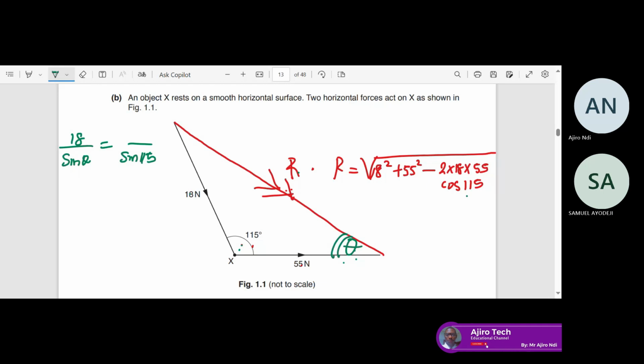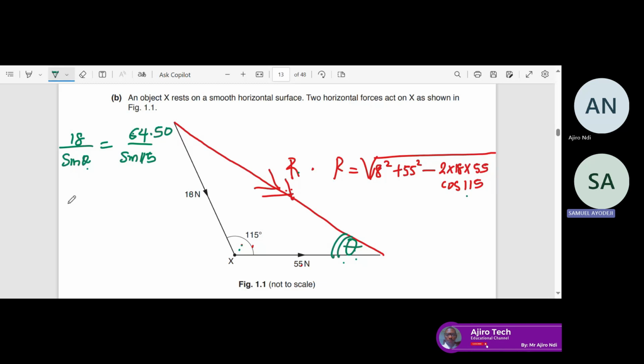The answer is 64.697. Okay, 64.697, so it's just 65, I think. Let me say 64.695. So look for this.